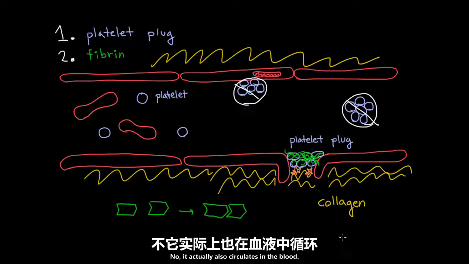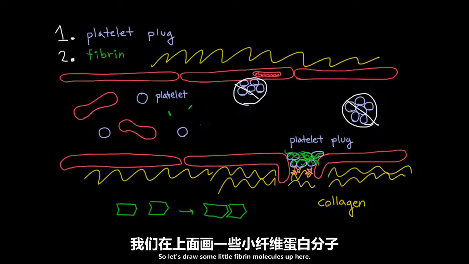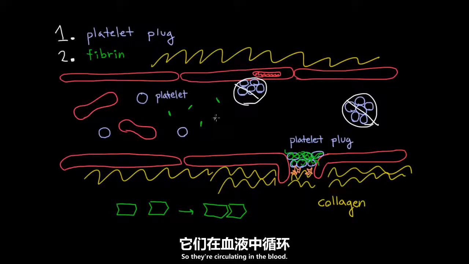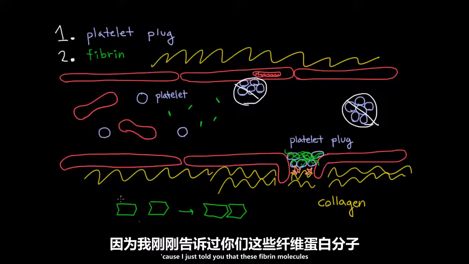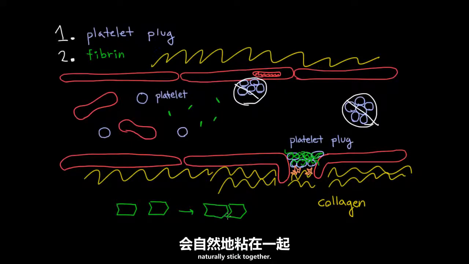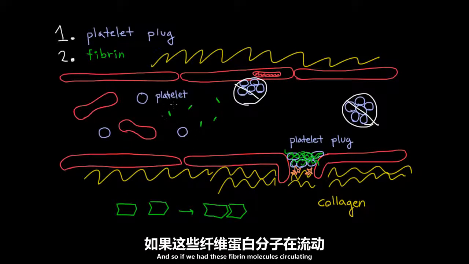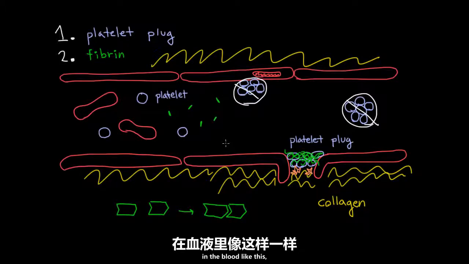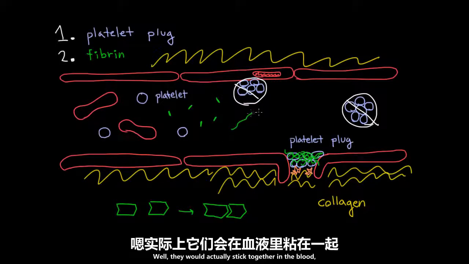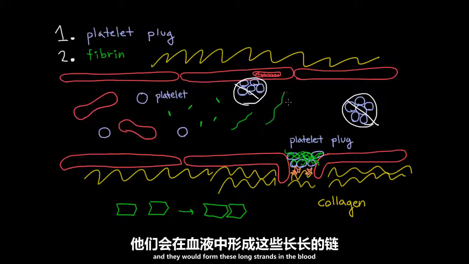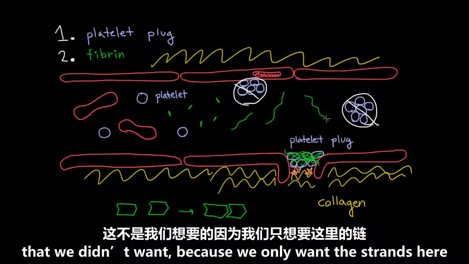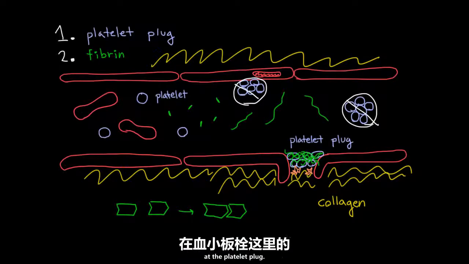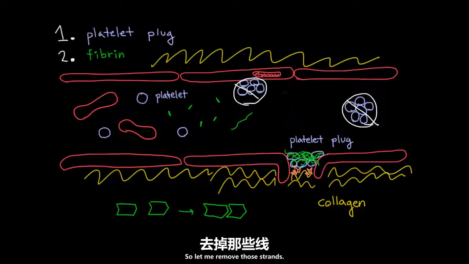Does it come from down here? No, it actually also circulates in the blood. So let's draw some little fibrin molecules up here. So they're circulating in the blood. Is this right? Well, this actually can't be exactly right, because I just told you that these fibrin molecules naturally stick together. And so if we had these fibrin molecules circulating in the blood like this, what would happen? Well, they would actually stick together in the blood, and they would form these long strands in the blood that we didn't want, because we only want the strands here at the platelet plug. So let me remove those strands.